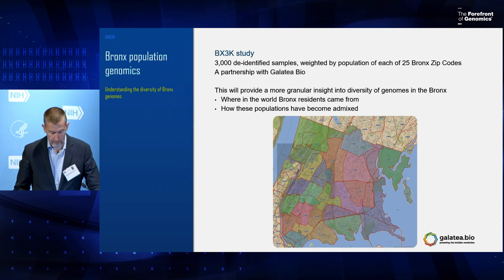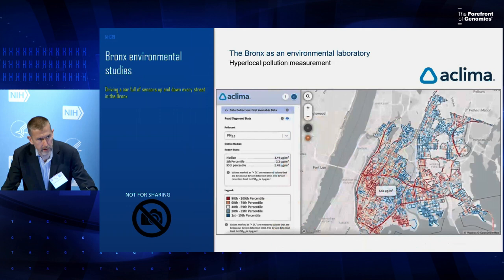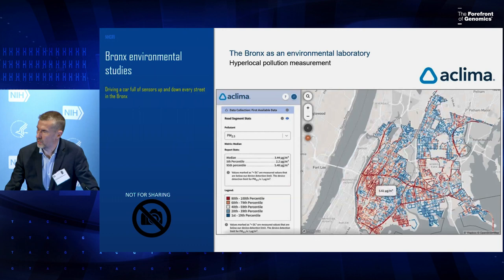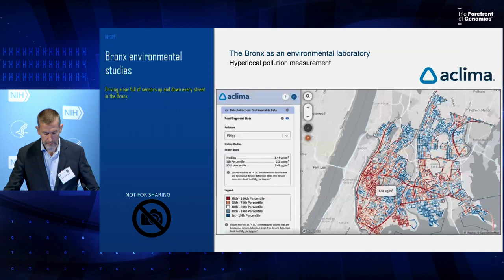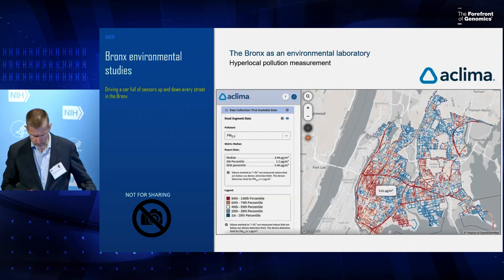So the other thing is to have the Bronx become a laboratory for environmental exposures and how they interact with disease and genotypes. Our partners, ACLIMA, have been driving hybrid vehicles up and down the streets of the Bronx, as you can see on this map. And they have about 16, I believe it is, sensors for different types of pollutants. And they just shared this with me as preliminary data. They still haven't completely covered the Bronx, as you can see.